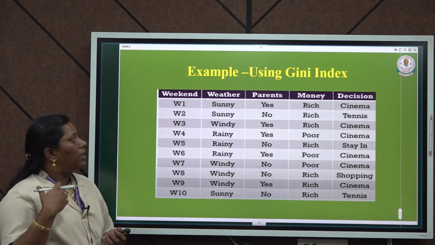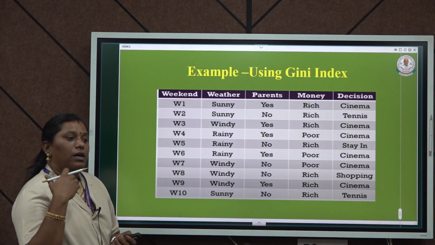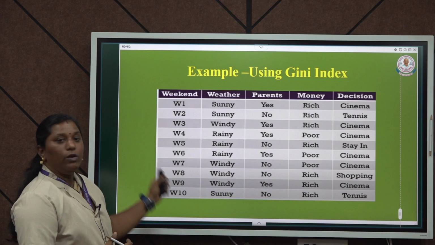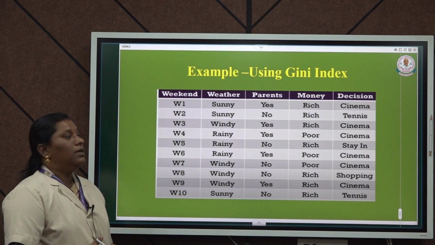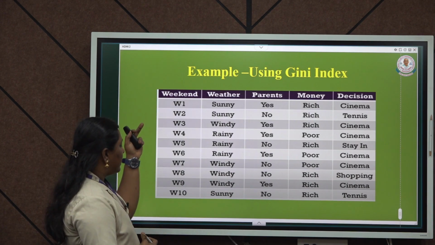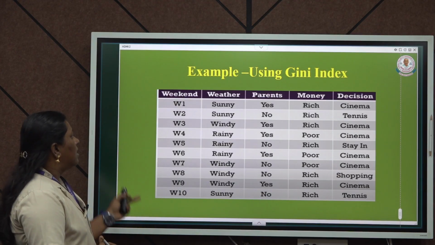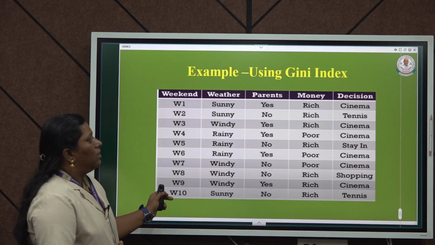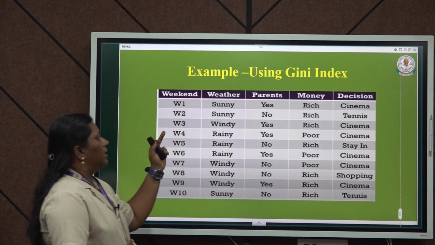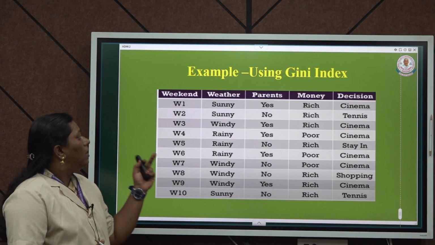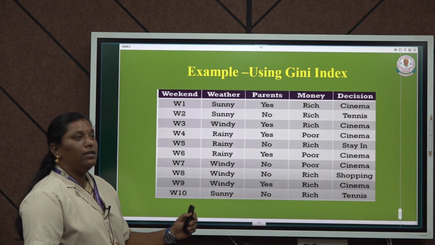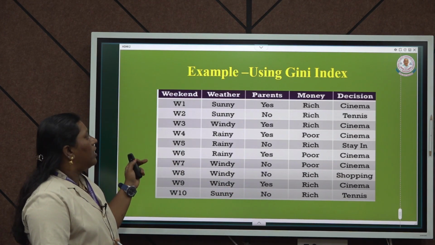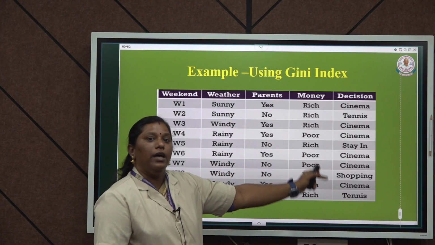Next we are going to discuss constructing the decision tree by using Gini index with this sample data set. Let us consider these 10 instances from W1 to W10. Each is considered to be a weekend. Then there are 3 attributes, namely weather, parents and money. Based on these 3 attributes, the decision is taken on that particular weekend.